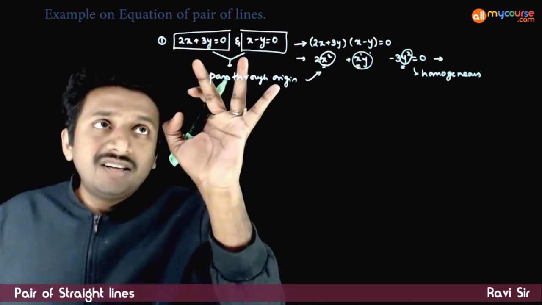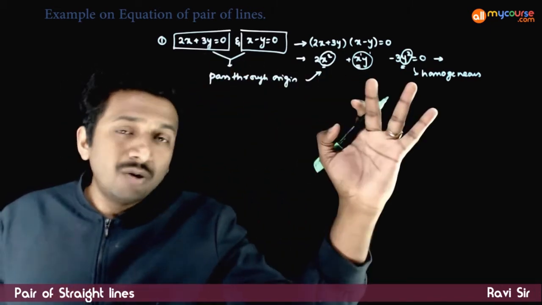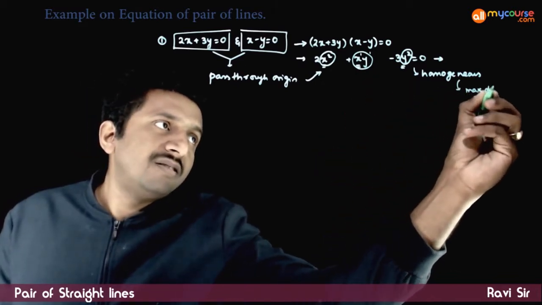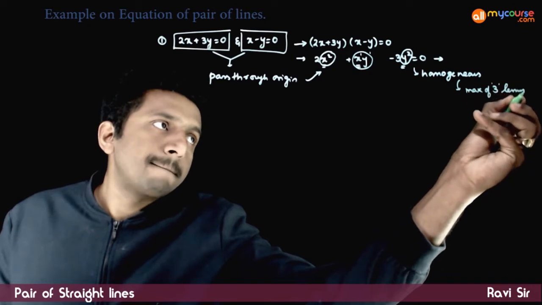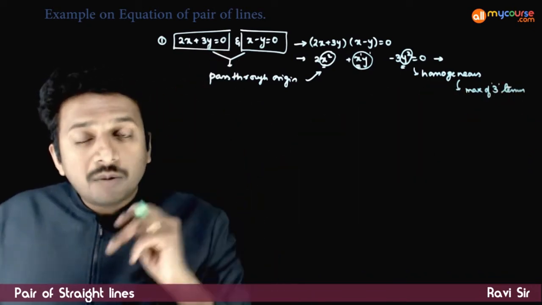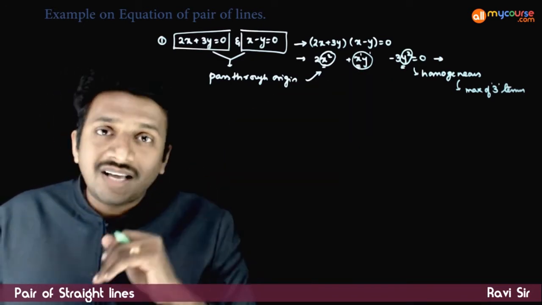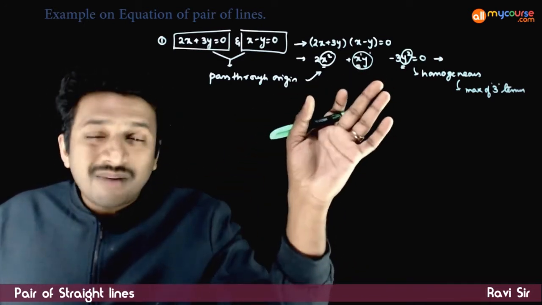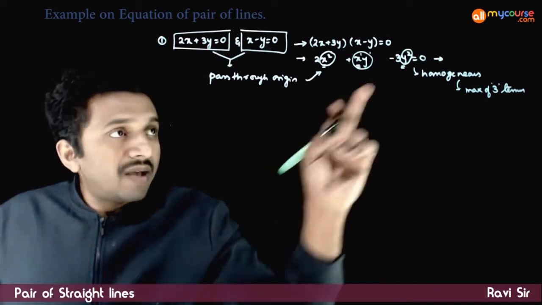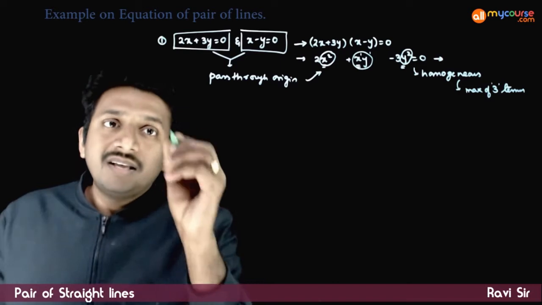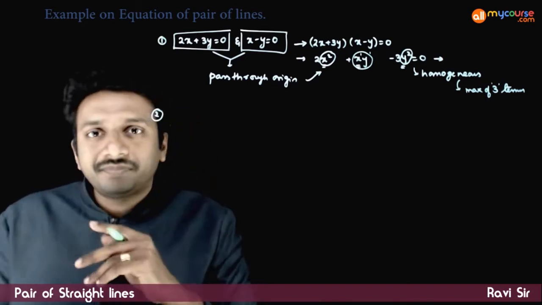So if the lines pass through origin, you get a homogeneous equation, and you get a maximum of 3 terms. And if the lines do not pass through origin, you have a non-homogeneous quadratic in x and y, where you get a maximum of 6 terms. You have an x term, y term, and a constant term in addition to this. Let us go to the next example.